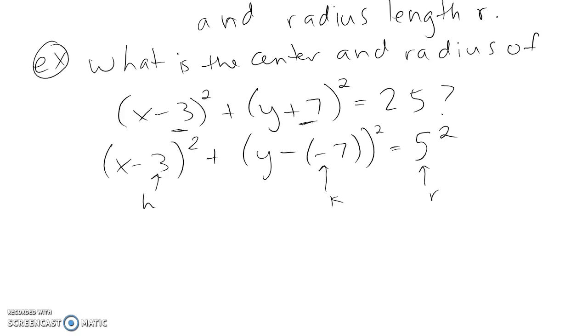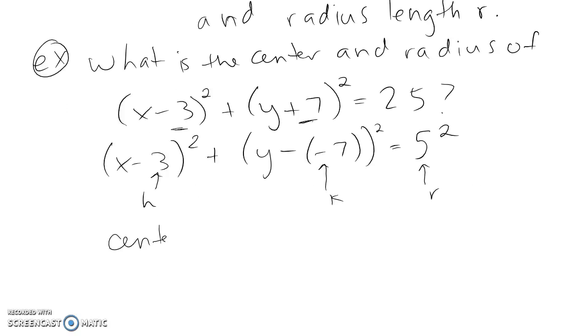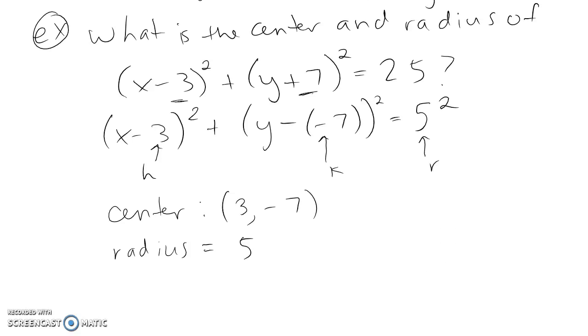So the answer to our question of what is the center and the radius, we can say that the center is the point (3, -7), and the radius is 5. Notice the x and y coordinates of the center actually end up having opposite signs of the numbers inside the parentheses being squared with x and y. Now that we know the center and the radius of this circle, we can actually graph it. So I'm going to put a point at (3, -7), because that's where our center is.